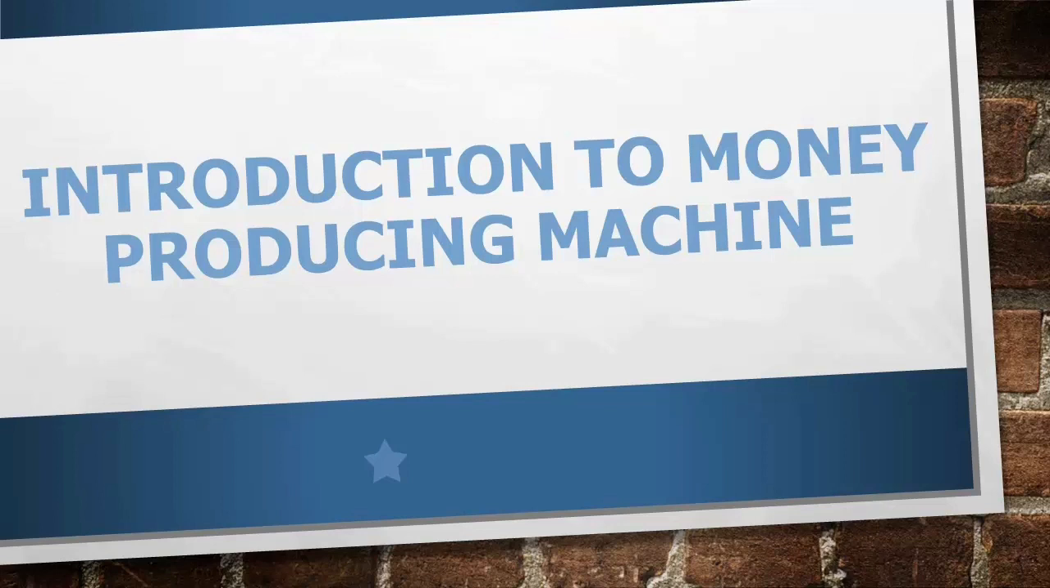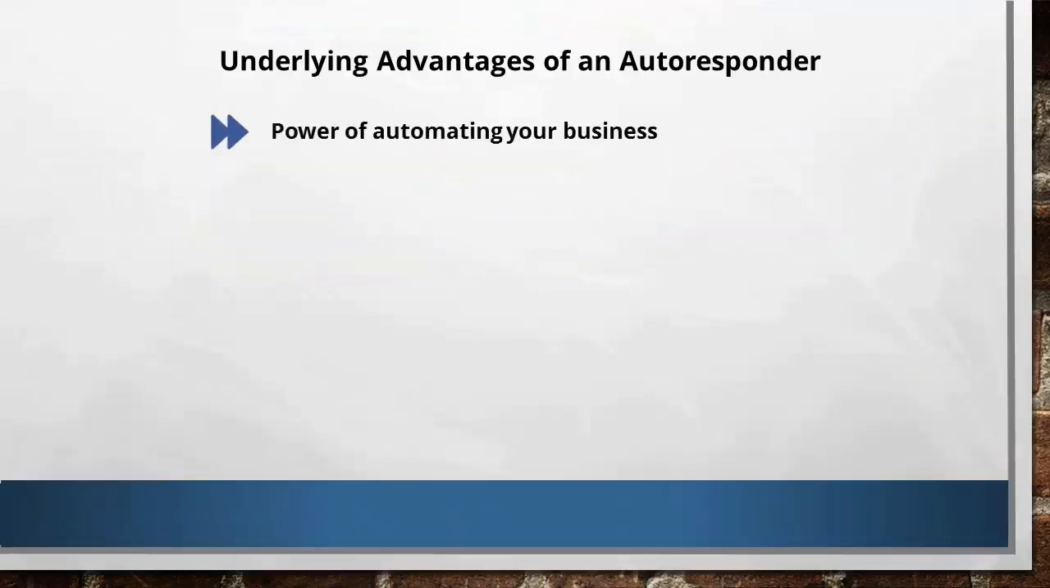An autoresponder is a program which stores the leads or emails which you collect as an affiliate marketer. And through a simple technique, you can broadcast your emails to the same leads and make money. Now here are some of the underlying advantages of an autoresponder. This is where things become really exciting and intense, so listen carefully. Number 1, it helps you to automate your business.